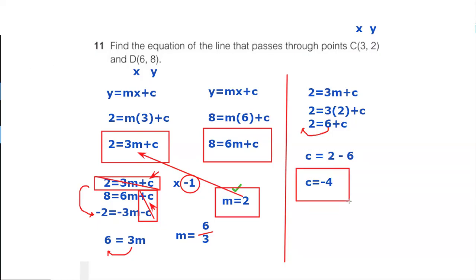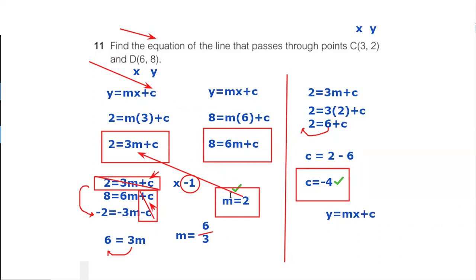This means I got the value of m, which is the gradient, and the value of c, which is the y-intercept. Now, after finding both of them, I'm going to go back to answer the question, because the question is asking for the equation of the line. Now, I want to write the equation using this general formula. I already know the m, so I'm going to plug it here. And now I know the c, so I'm going to plug it here. So basically, I'm going to write the general equation, which is y equals mx plus c.